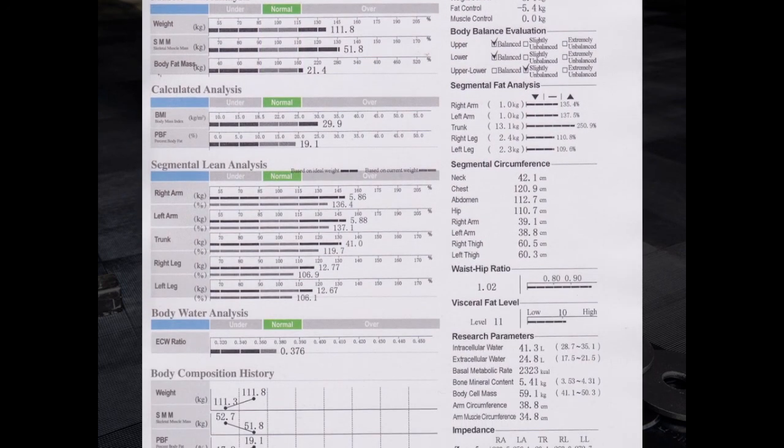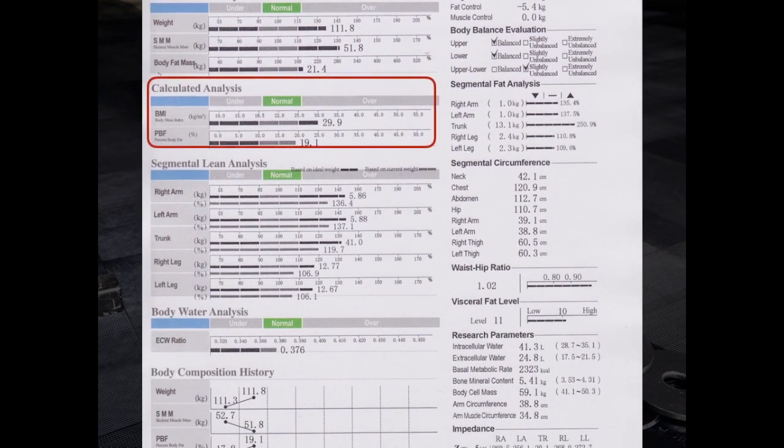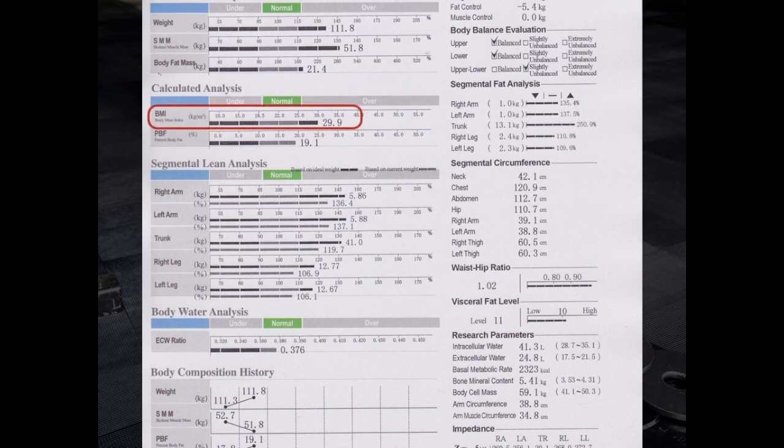The calculated analysis has 2 graphs. The first one is your BMI, body mass index, and this measure was designed to determine whether or not you're in a healthy weight range for your height. But BMI only takes total weight into account, so it can't distinguish between muscle and fat. Due to this limitation, we do not recommend BMI as a very useful formula for assessing whether or not you need to change your body composition.